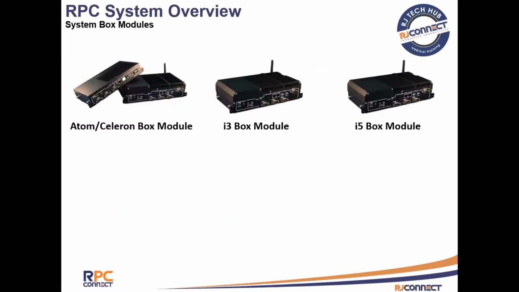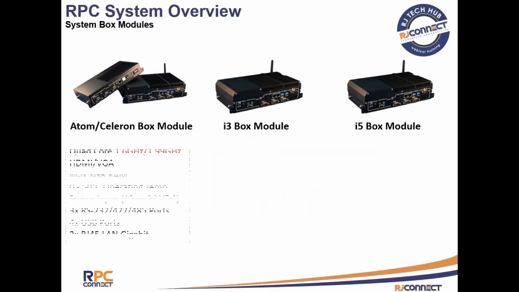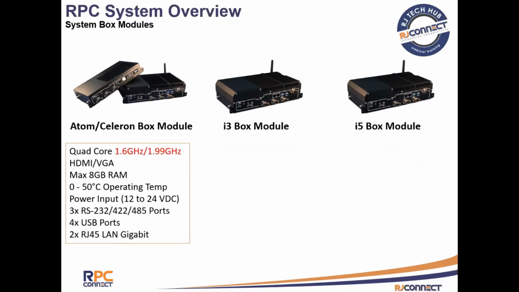Okay, here are the RPC system box modules. The modularized industrial panel PC box module supports an Atom Celeron J1900 or N3160 quad-core 1.6 GHz to 1.99 GHz CPU processor for tougher performance requirements. It has HDMI or VGA, expandable up to a maximum of 8 gig RAM. It has a 0 to 50 operating temperature with a power input of 12 to 24 VDC.